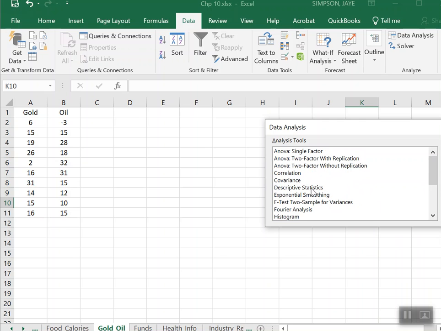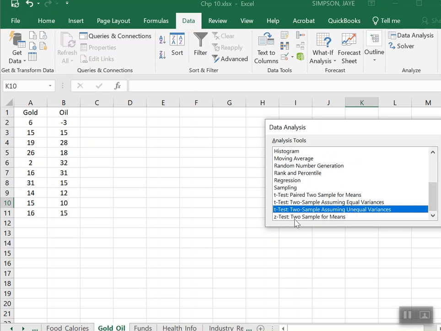We've already used descriptive statistics. That's how we added this in the first time. We've looked at the histogram, but now we're going to come down here to the t-test. Now notice that there's 3 different t-tests and a z-test. So which one of these we're going to use depends on what kind of data we have. We have 2 sample assuming unequal variances. So this is the t-test that I want to use, the one that I have highlighted here.